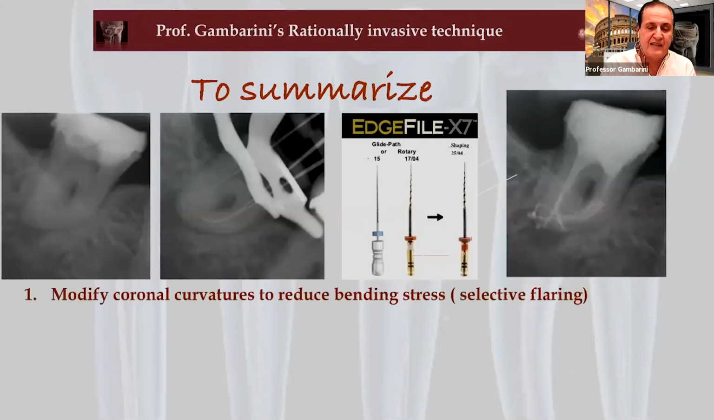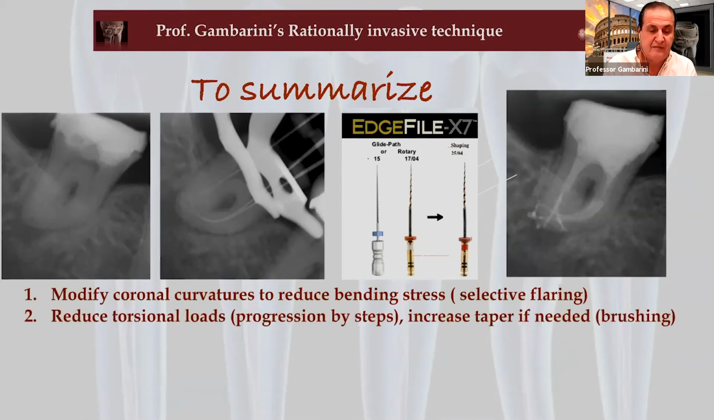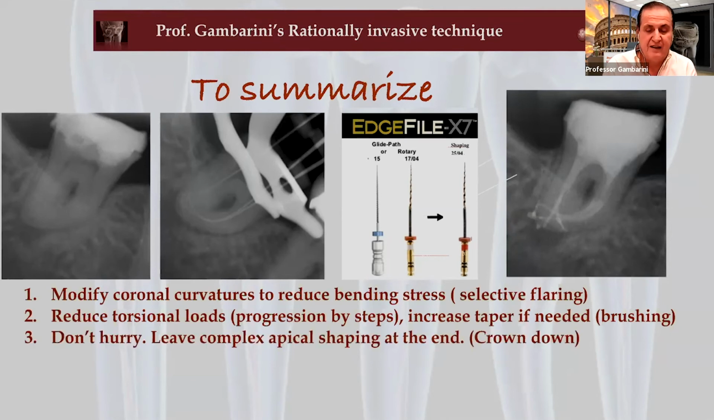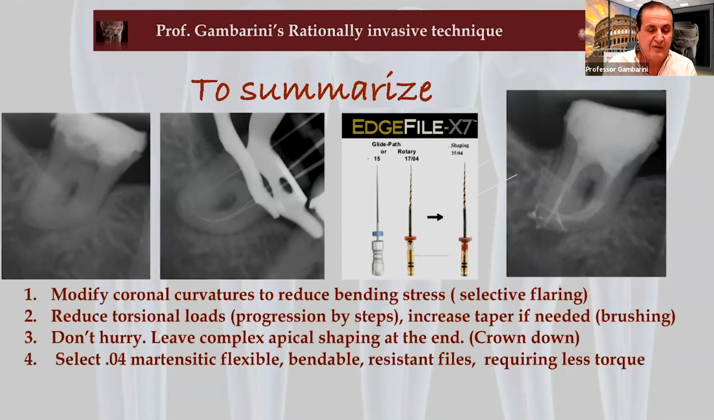So at the end, if I have to summarize, my suggestions for using the Edge file X7 are that you have to modify the coronal curvature to reduce the bending stress by selective flaring. You have to reduce the torsional loads by progressing step by step and increase taper if needed. You don't have to hurry. You can leave the complex apical shaping at the end. And obviously, you have to modify the curvature according to the crown down principle.